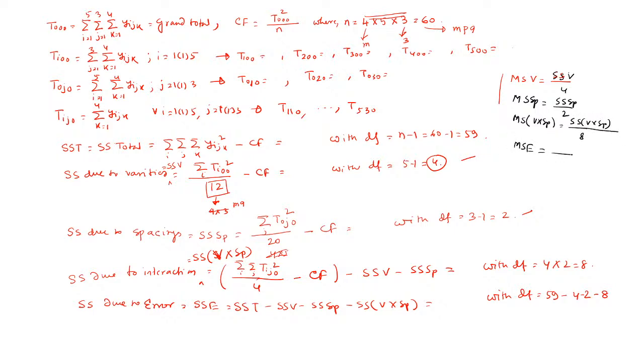MSE is SSE by error degrees of freedom, denoted by DF error. We know for the fixed effect model two-way ANOVA, MSE is a valid error. So we compute F1, which is the F ratio corresponding to variety, MSV by MSE, F2, which is the F ratio corresponding to spacing, and F3, which is the F ratio corresponding to interaction.